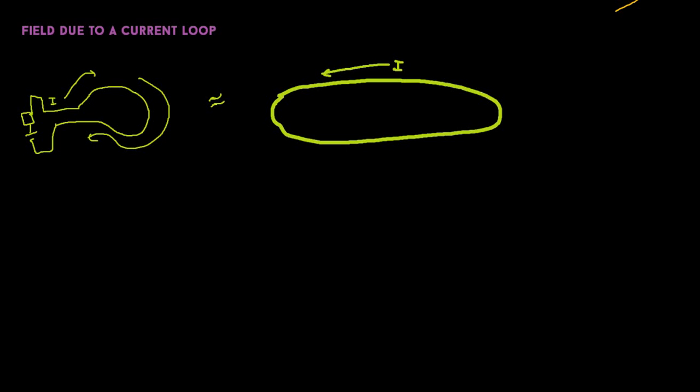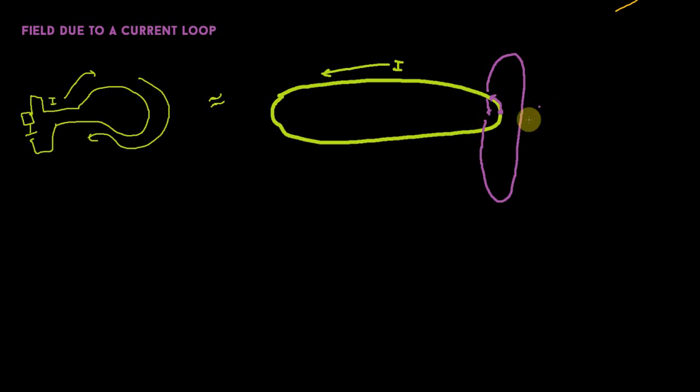We know that we can utilize the right-hand thumb curl rule to figure out the direction of the field at any particular point. So let's start here. Let's say we want to figure out what the magnetic field looks like around this point. I'm going to point my thumb in the direction of the current, which in this case is into the page, and I'm going to curl my fingers around. And remember, we know that around a wire, magnetic fields form circles.